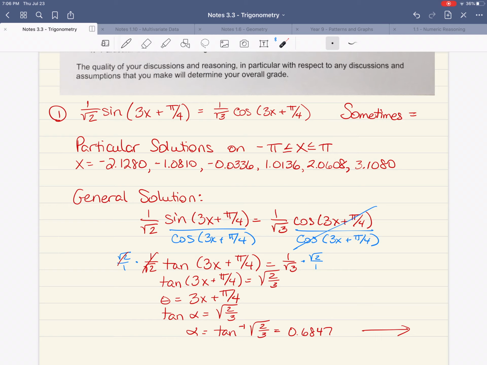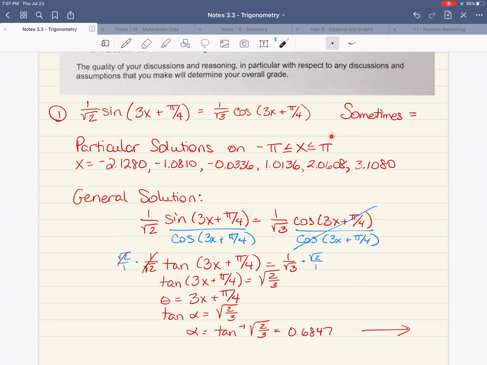Now, when it comes to looking at the problems and knowing what to do, always graph first. The first thing you need to do every time is graph it. When you graph these two, you'll notice they're both waves, but they are not on top of each other. So it is a sometimes equal scenario. For sometimes equals, you do particular solutions and general solutions. And that's a note you can write on your formulas page if you want to.